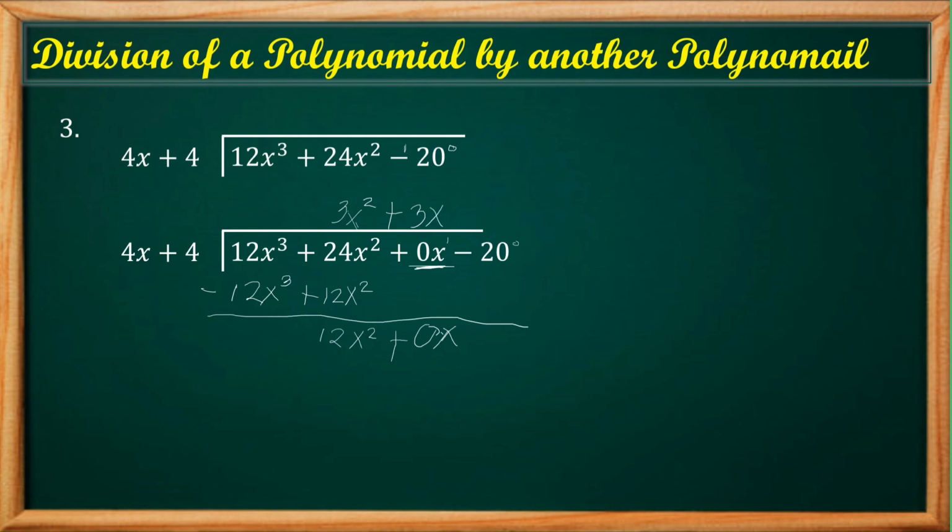Then 3 times 4 is 12. X times x is x squared. Then 3 times 4 is positive 12. Then you have here x. Then we will subtract. You have 0. 12x squared minus 12x squared is 0. 0 minus 12 is negative 12x.